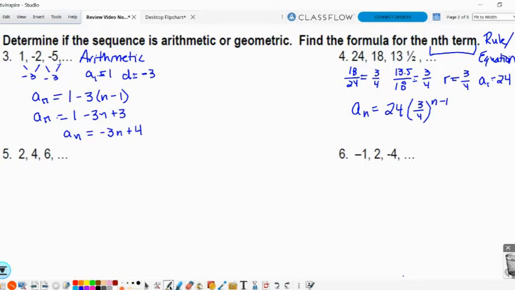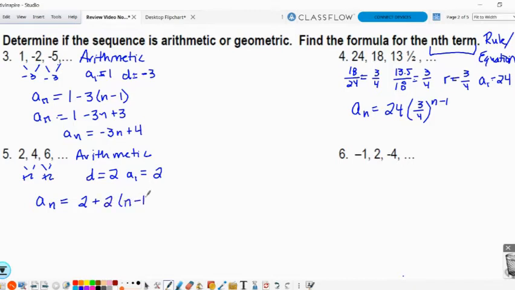As we look at example number 5, 2, 4, 6, we are adding 2 every time. So this sequence is arithmetic. We've just determined that our common difference is 2. Our first term also happens to be 2. That's enough to write our rule. A sub n equals 2, the first term, plus 2, the common difference, times n minus 1.